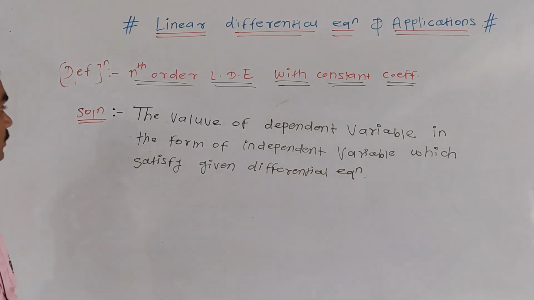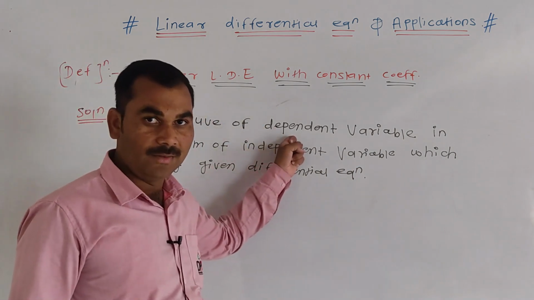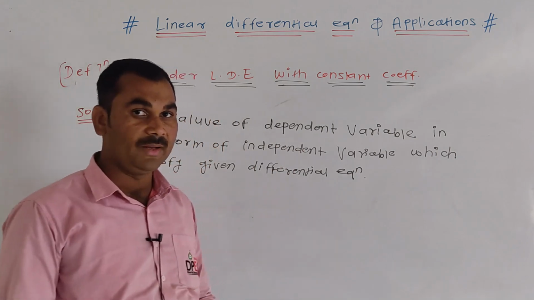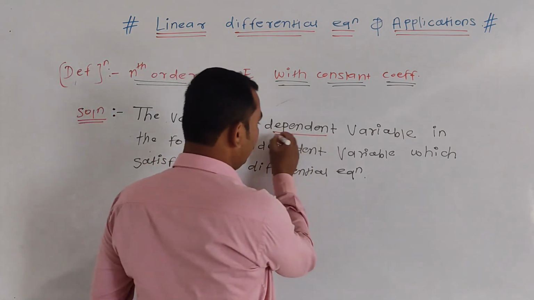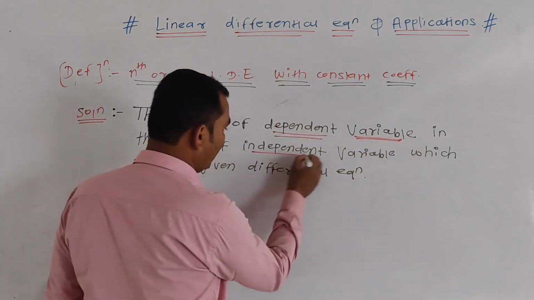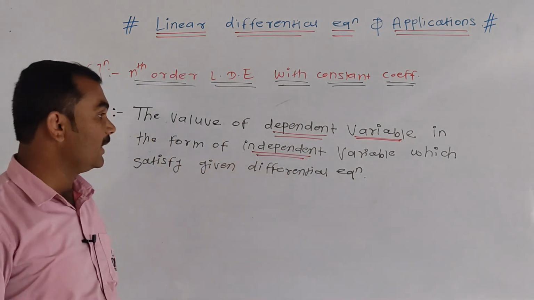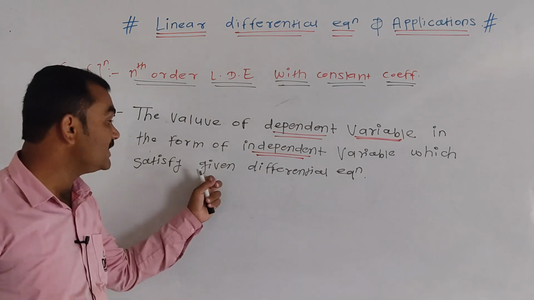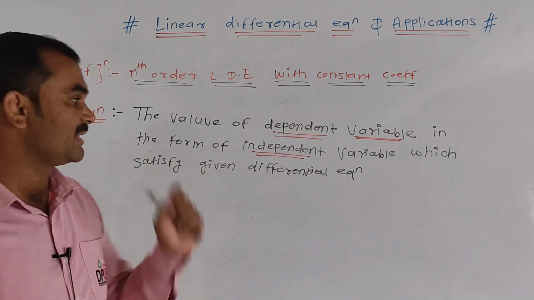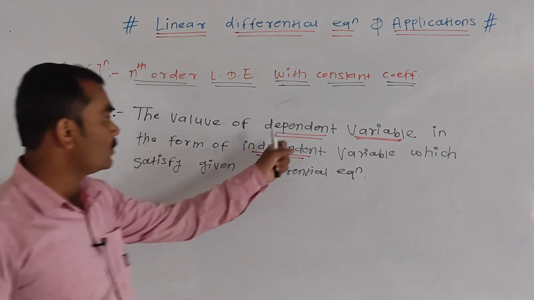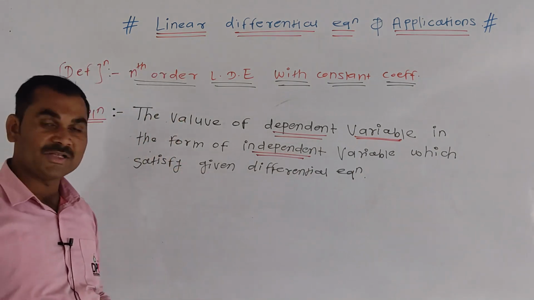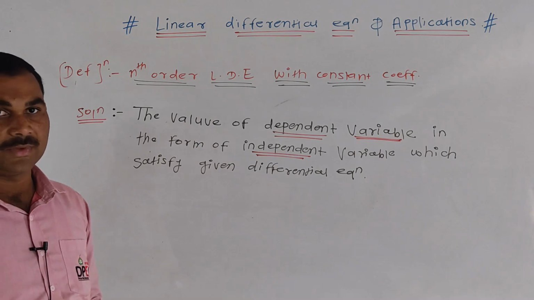तो देखो solution, definition of solution, the value of dependent variable. Here we have to find the value of dependent variable in the form of independent variable, which satisfy given differentiable equation is called the solution of differentiable equation. Okay, here we have to find value of dependent variable in the form of independent variable which satisfy given differentiable equation.